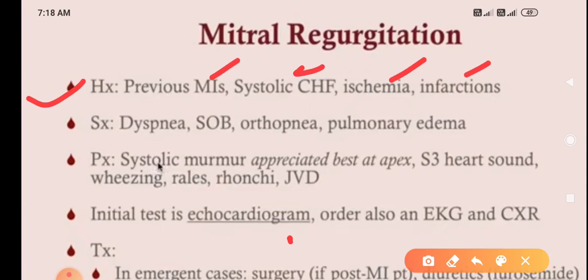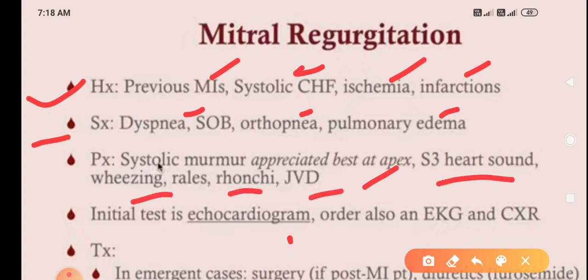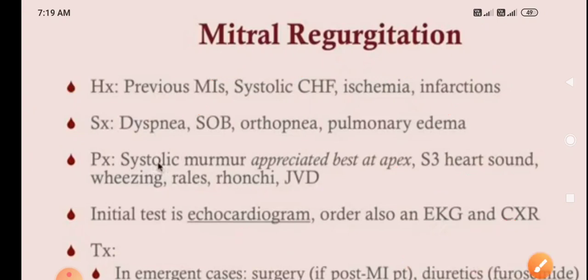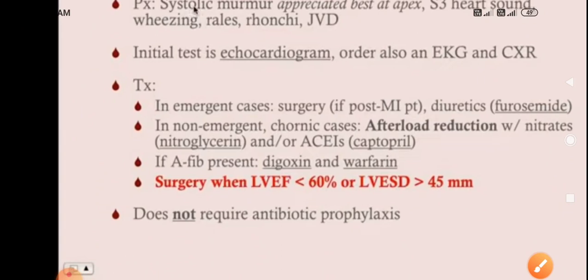Okay, symptoms: dyspnea, shortness of breath, orthopnea, pulmonary edema. Patient has a systolic murmur appreciated best at the apex, S3 heart sound, wheezing, rales, rhonchi, and JVD. Initial test is echocardiography. Initial best investigation of choice in mitral valve regurgitation is echocardiography. Also order EKG and chest X-ray, but the most accurate test is cardiac catheterization. But we do not advise cardiac catheterization very often.